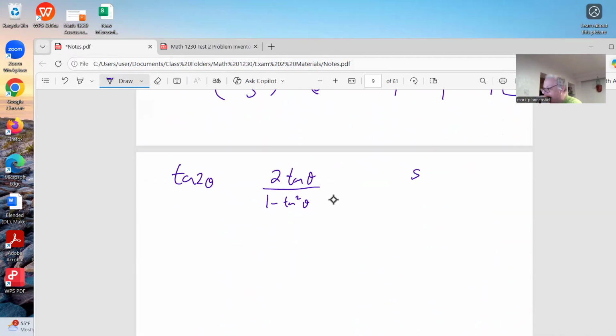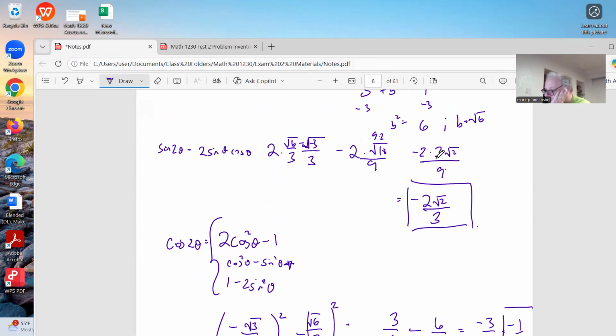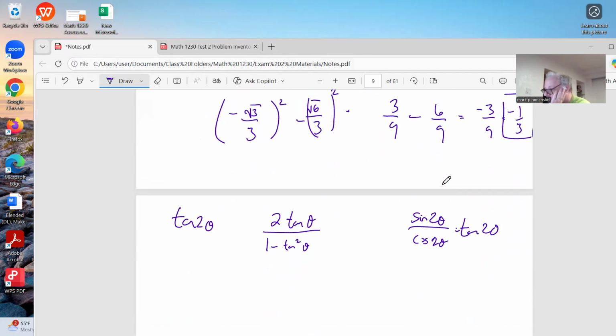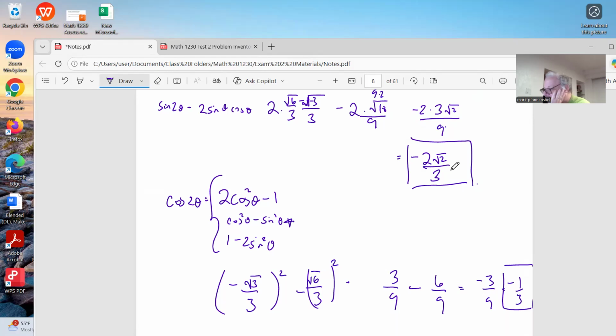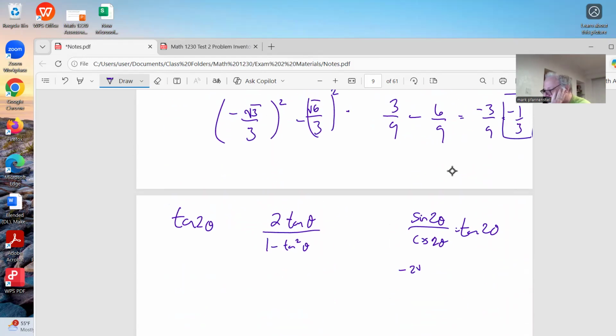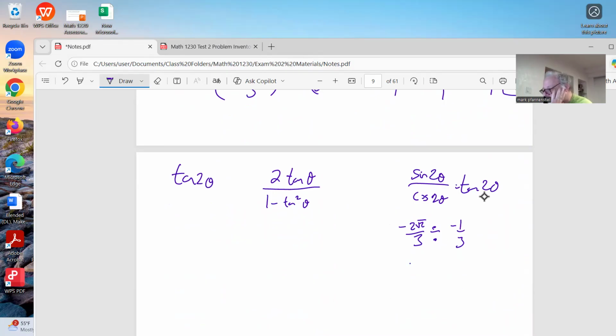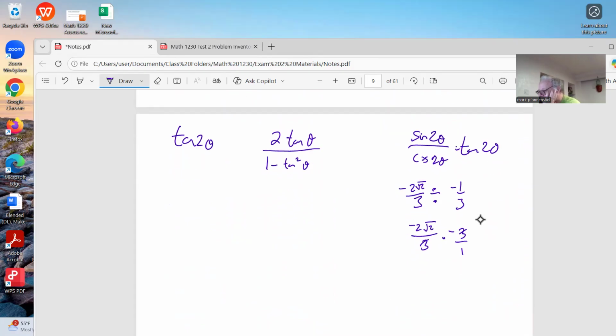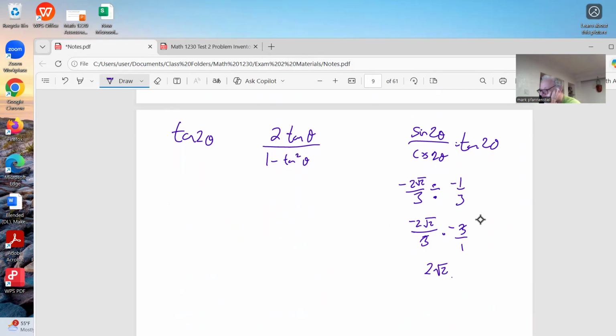We could also say, hey, we have sine of 2 theta divided by cosine of 2 theta. That would also be the tangent of 2 theta. Well, since I already went through the trouble of figuring out the sine of 2 theta and the cosine of 2 theta, why don't we do that? We'll say this is negative 2 root 2 over 3 divided by negative 1/3. Okay, so we have to remember how to divide fractions. It's negative 2 root 2 over 3 times 3 over 1. They're both negative, the negatives cancel. This stuff cancels. So we actually end up with 2 root 2. And hopefully that'll do it for us.